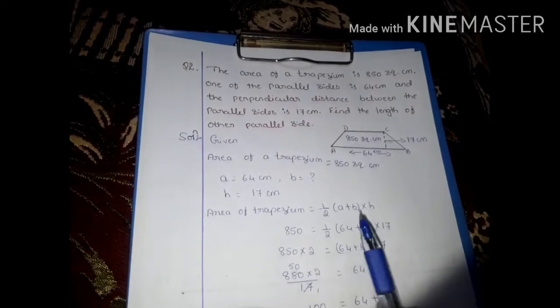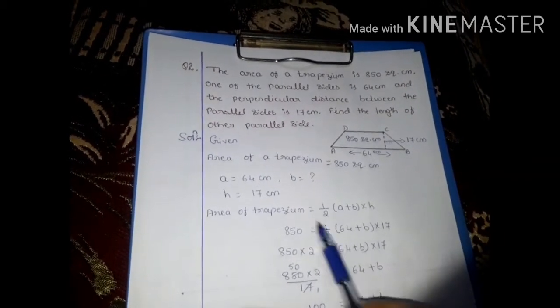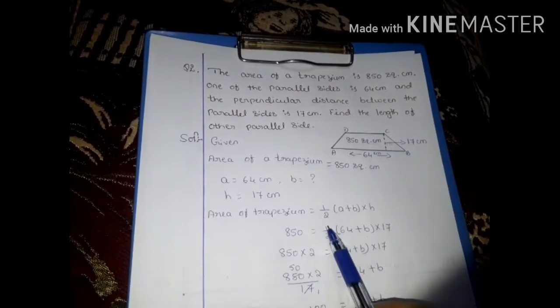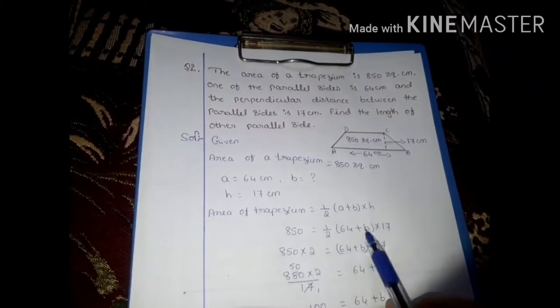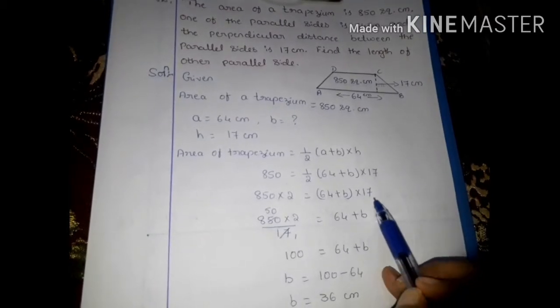Remaining all calculation. Here 2 take to the LHS side. Here 2 is divided. When you take it to the LHS side, it is going to multiply. 850 into 2 is equal to, remaining right as it is. Again this 17 also take to the LHS side.